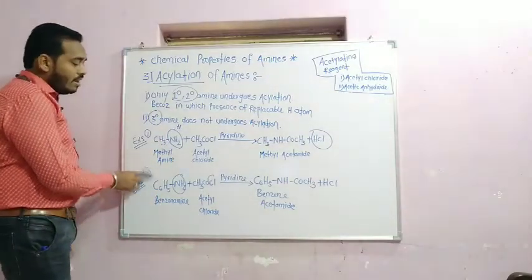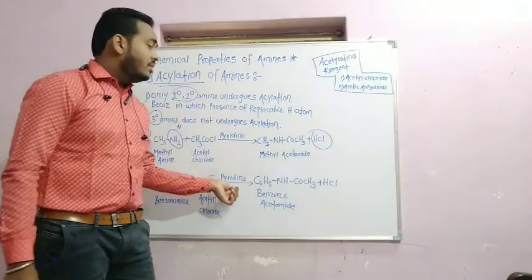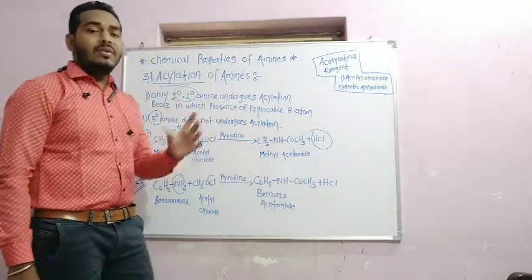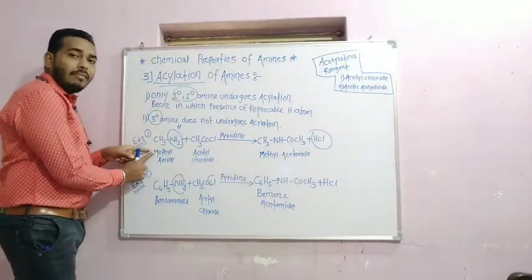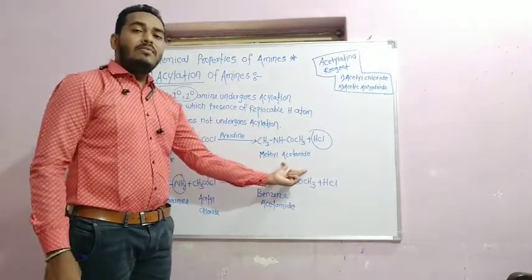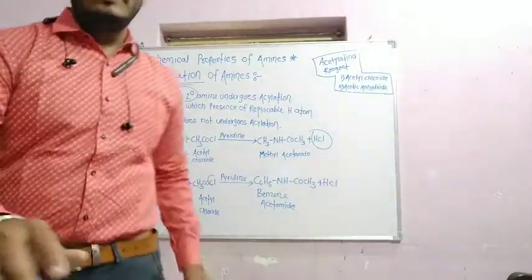When methylamine and also benzenamine undergo acylation in the presence of pyridine, we get methyl acetamide and also benzene acetamide. Whichever type of amine we use, primary or secondary, the corresponding product is obtained. Yes, like this. Then the next reactions.